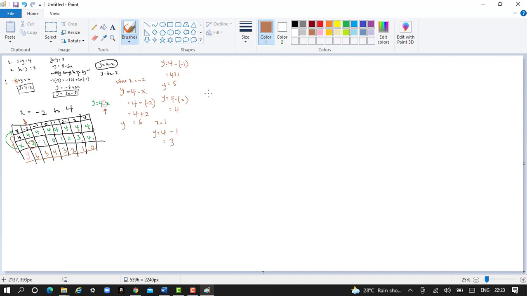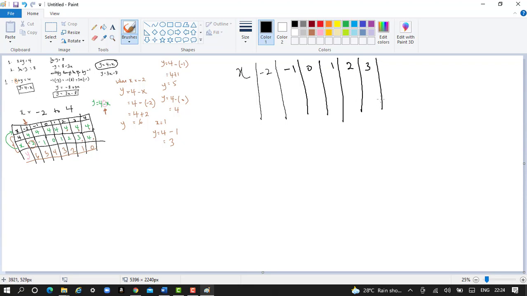Now, for the second one, we come up with the same values for the x. So we have the same values for our x here: minus 2, minus 1, 0, 1, 2, 3, 4. Then when we look at the formula that we want to use, that is y equals 3x minus 8.